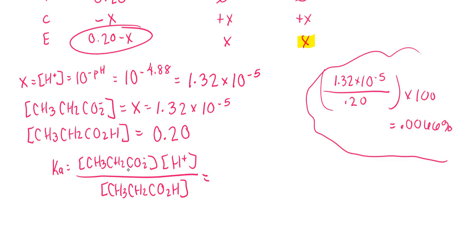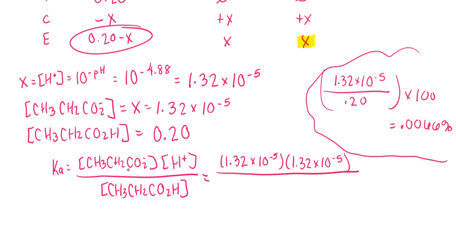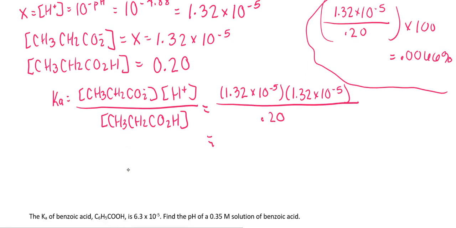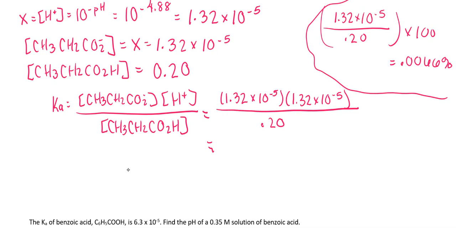And then all we have to do is plug in our values and solve. Ka equals 8.7 times 10 to the negative 10th.